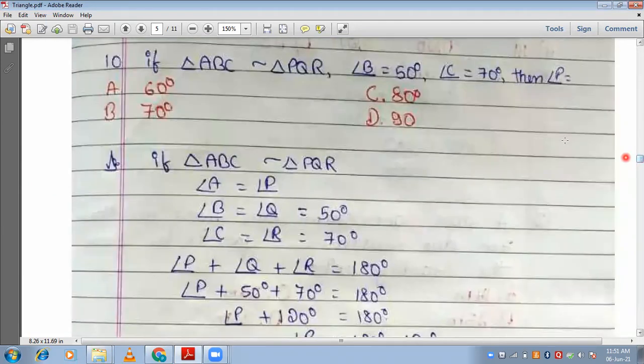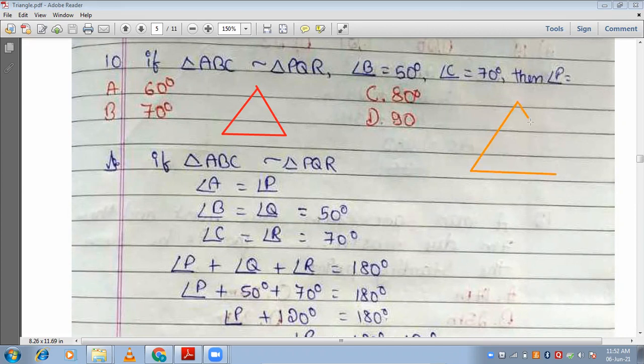Next, 10th question. If triangle ABC is similar to triangle PQR, angle B is equal to 50 degree, angle C is equal to 70 degree, then angle P is question mark. Okay, so look here. They given two triangles, triangle ABC and triangle PQR. Already I explained the meaning of congruent. Congruent means same shape and same size. Then only you can say the two figures are congruent.